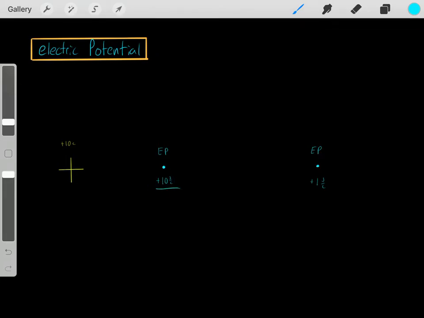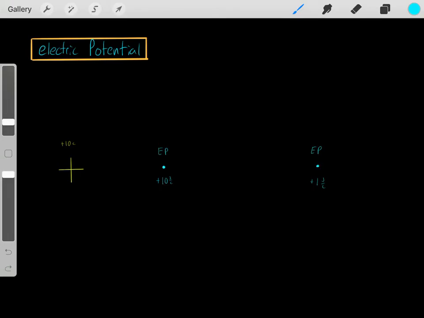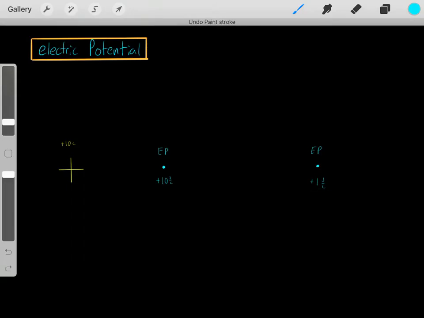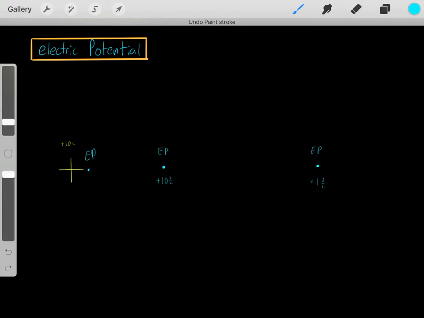We have a positive 10. So that's relatively positive, while this region is lower in electric potential. It's lower in positiveness. It's only positive 1 joules per coulomb. And maybe this region right here will have a very high electric potential. This particular spot will be very high in electric potential, very high in positiveness, maybe a positive 100 joules per coulomb. But again, electric potential is just a characteristic of a region in space.